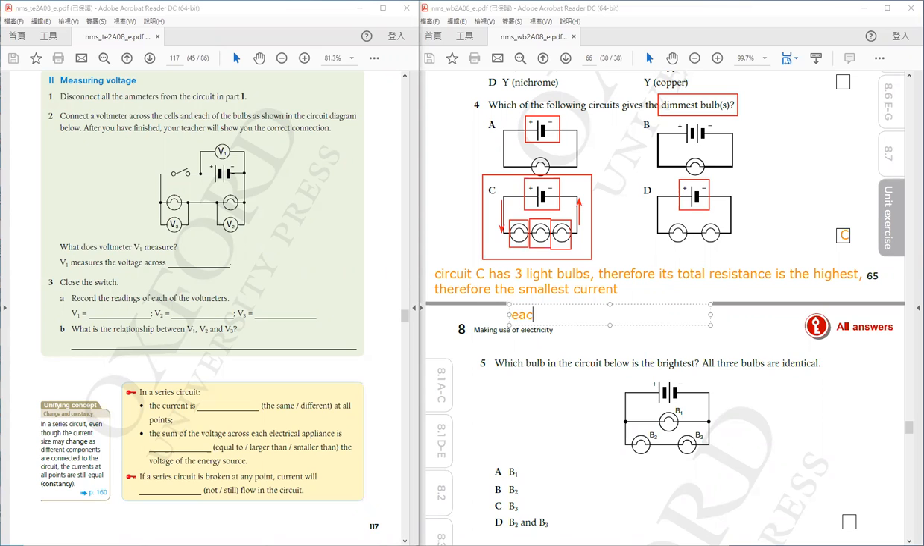Okay, each light bulb gives less light, gives dimmer light due to the smaller current.